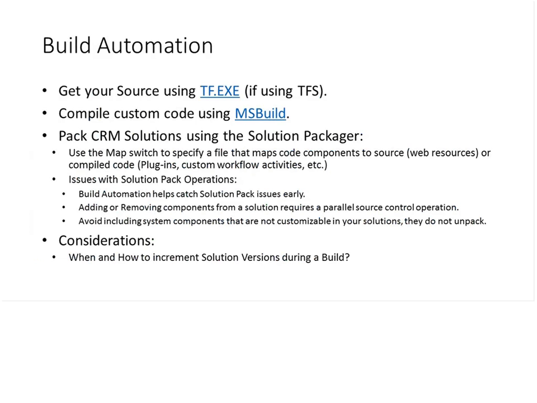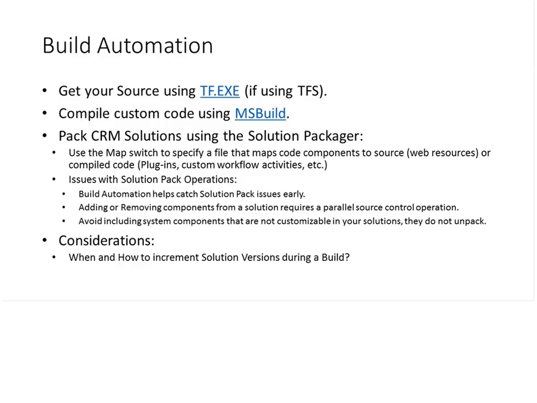So this is in terms of build automation. I'm going to talk briefly about how we can automate and what the build process would look like. First of all, we'll need to get latest on the solution from TFS. If you're using TFS, as I said, you can use tf.exe and very easily get latest. You can compile your custom code using MS Build, your plugin solution project or custom workflow activity project. Now you'll have the DLLs ready to merge into the solution when you run the solution packager.